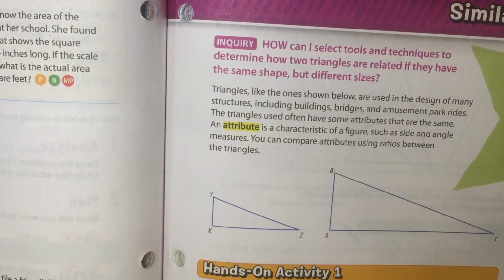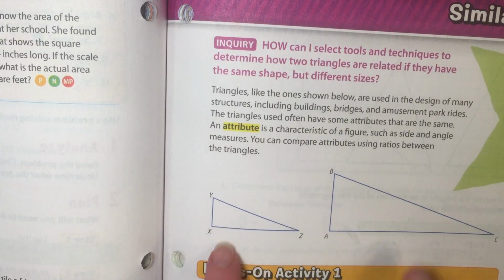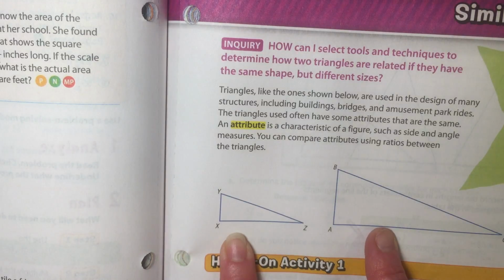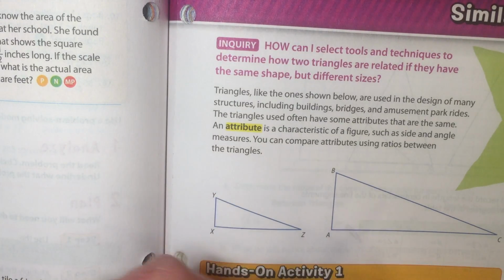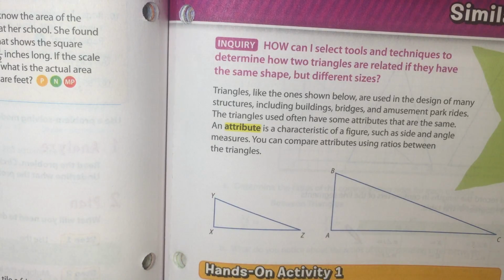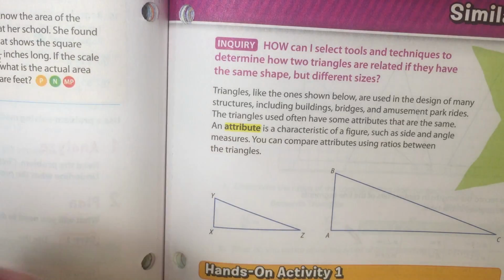All right. So these two triangles here are similar. And so that means that these sides are proportional. And by proportional, I mean they've been enlarged or they've been reduced the same amount.